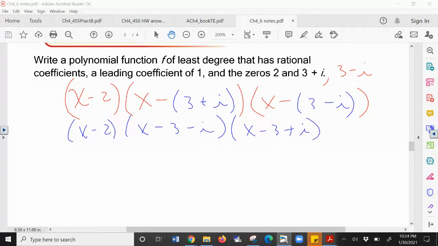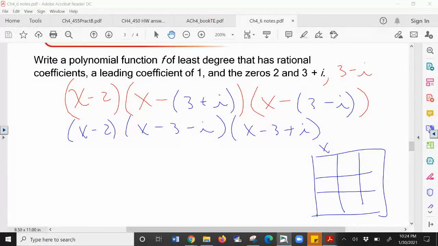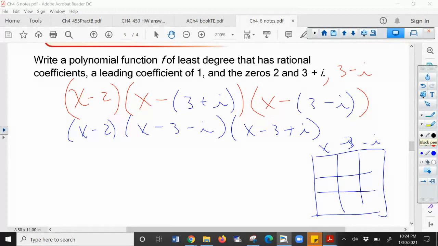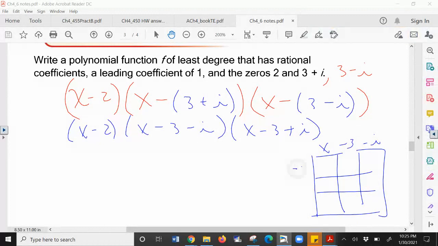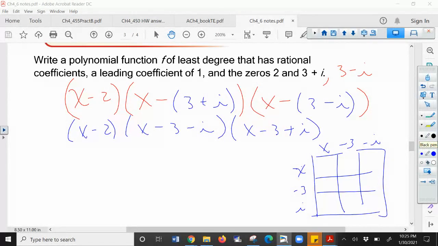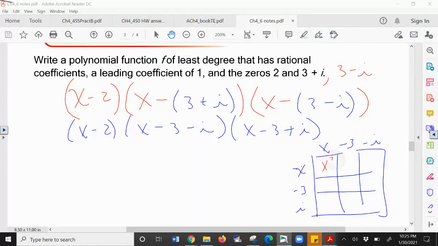Now you could do that in a big table again. You might want to pause the video and try this out on your own. Make sure that you can get the right answer. x minus 3i and x minus 3 plus i. So pause the video, see what you get. All right, well, if you tried it, you'll get x squared minus 3x minus 3x, 9, just like before.